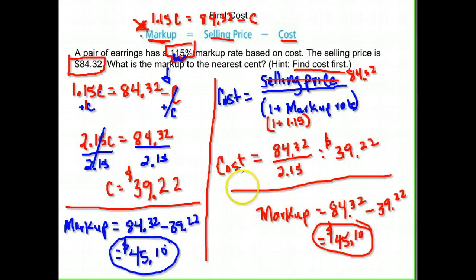You've seen them both twice. You go ahead and make the decision what you would rather use. This formula here with C's plugged in, or this formula here that was created. The cost is the selling price divided by 1 plus the markup rate.